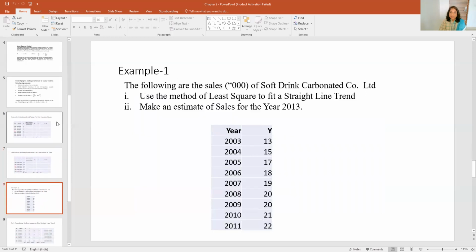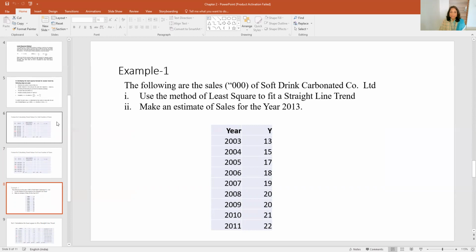I have taken one example to help you understand how the questions will come. The following are the sales of a soft drink carbonated company limited. First question: use the method of least squares to fit a straight line trend. Second: make an estimate of sales for the year 2013. They may also ask you to plot it on graph paper in this type of question.